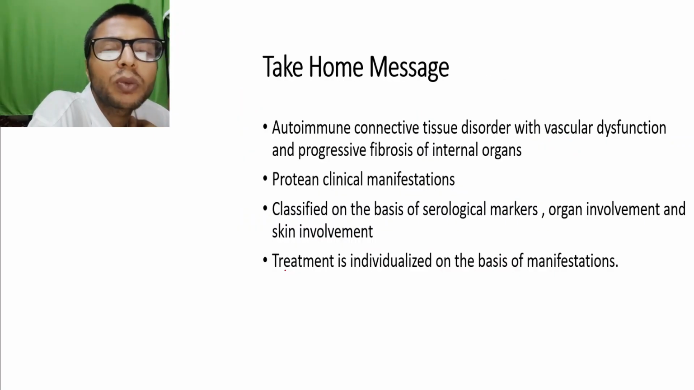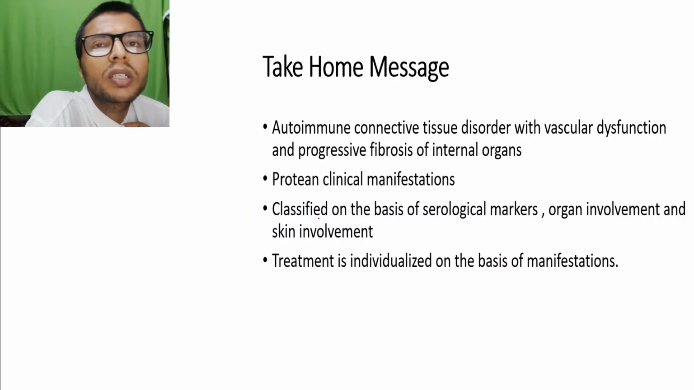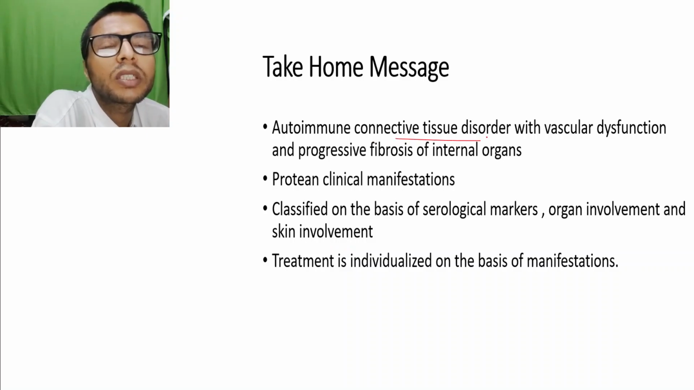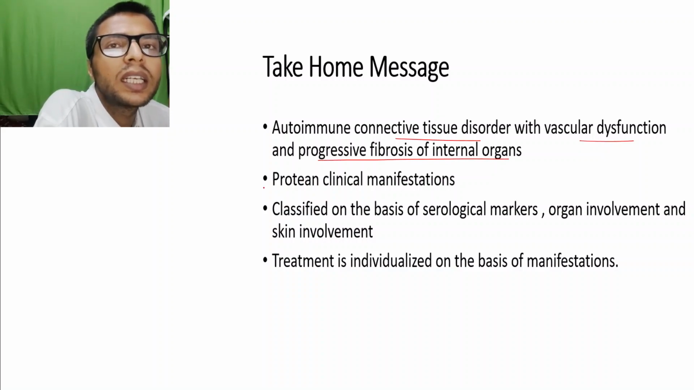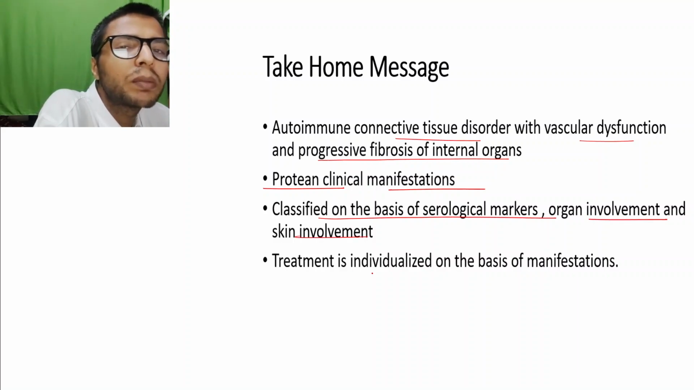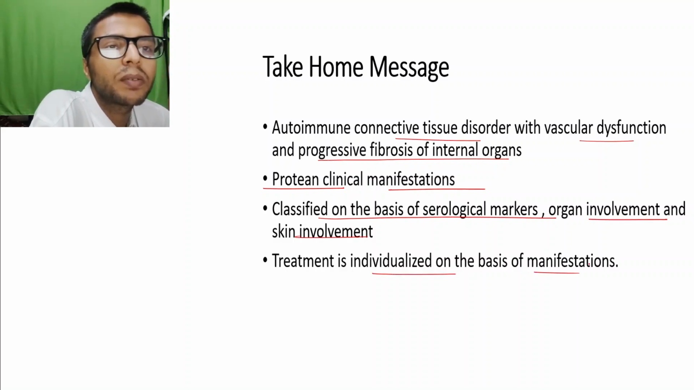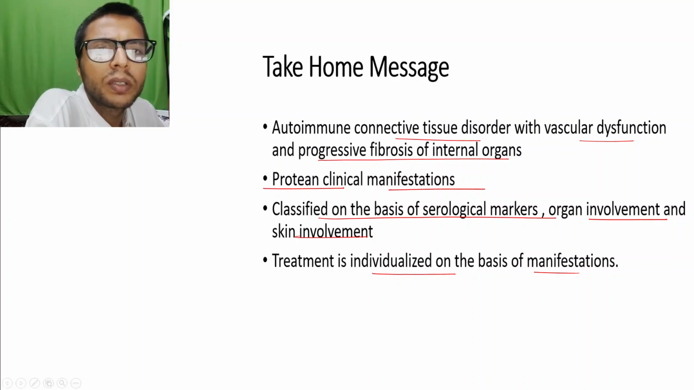So in a nutshell, we can say this is an autoimmune connective tissue disorder where there is vascular dysfunction and progressive fibrosis of internal organs. There are protean clinical manifestations, and this disease has been classified on the basis of serological markers, organ involvement and skin involvement, and treatment is individualized on the basis of manifestations. So this is all about systemic sclerosis.